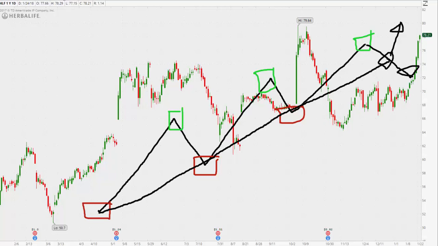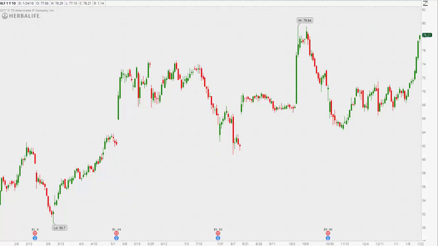HLF is a great example of a nice little setup here that we played in chat recently. It was alerted in the chat room at about 70.6-ish, and it just hit our final target today of 78. It made a 10% move in a little bit under 2 weeks, and it's a large cap, so that is a pretty large move. But the stock was very confusing. If you draw up the chart, it's a little bit tough to anticipate where it's going to go, but to me it was very clear, and I'll show you exactly why.